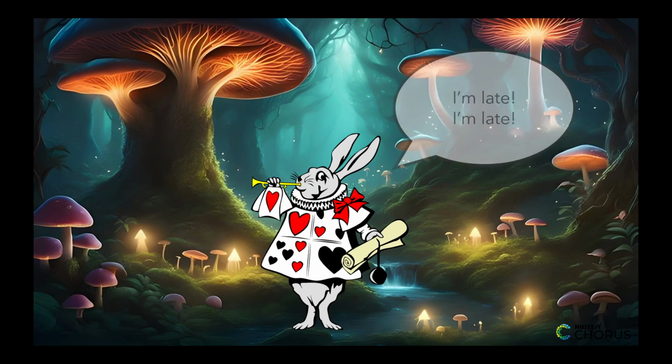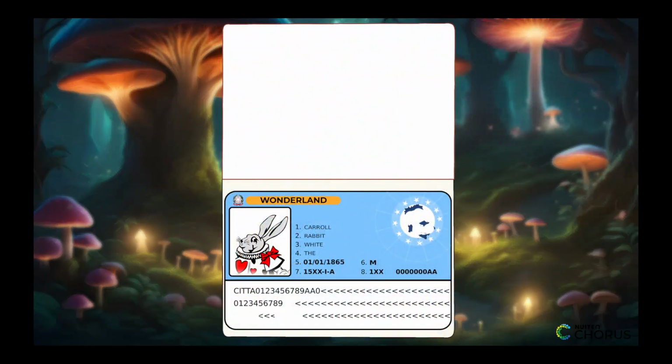He often mumbles to himself about being late and seems to be on the verge of a panic at all times. Looking at some ways to describe the White Rabbit, we can say he is nervous. The White Rabbit is very anxious and worried about time, which makes him appear quite nervous.